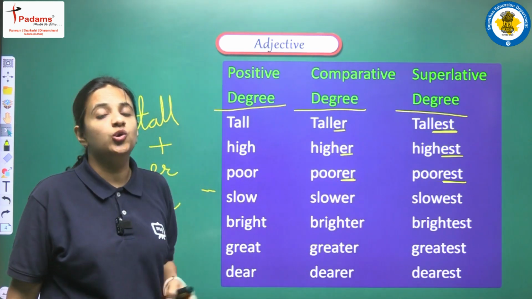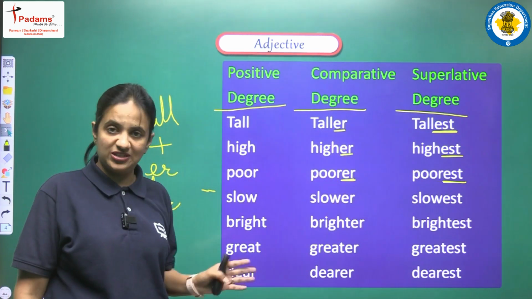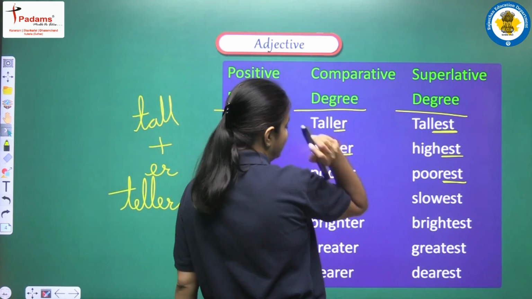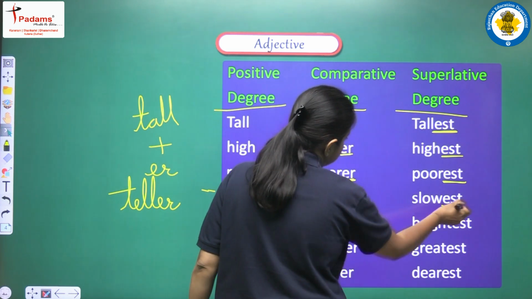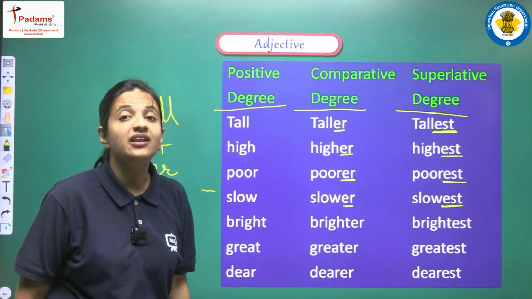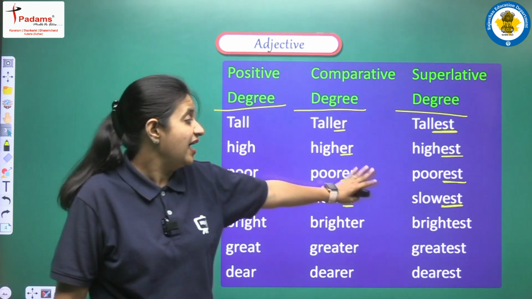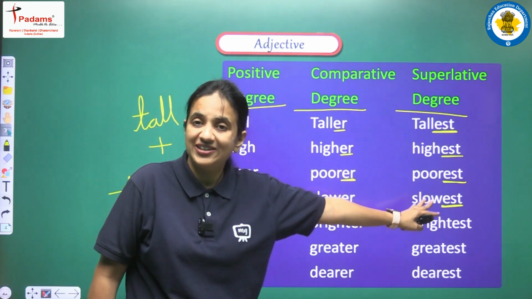Next is slow. Again slow is a positive degree word and we have to add er to get comparative degree and est to get the superlative degree. So it will be slow, slower and slowest, right?